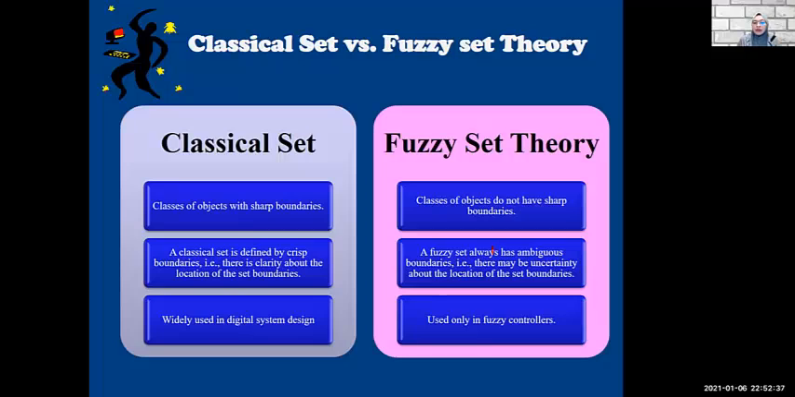But in fuzzy set theory, classes of objects do not have sharp boundaries. A fuzzy set always has ambiguous boundaries. They may be uncertain about the location of the set boundaries. So used mainly in fuzzy controllers.